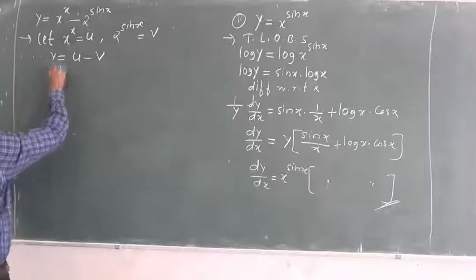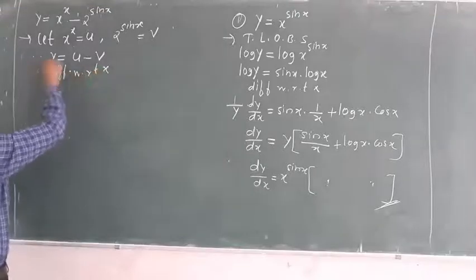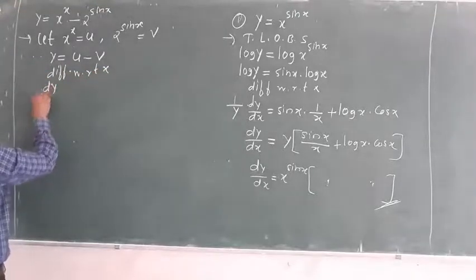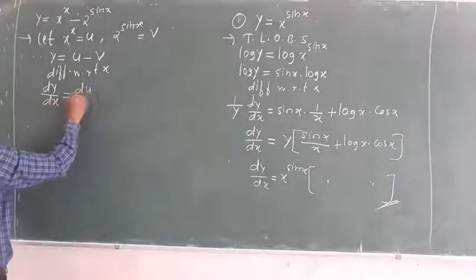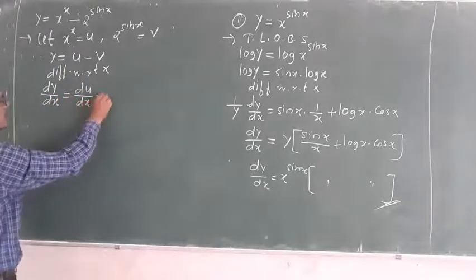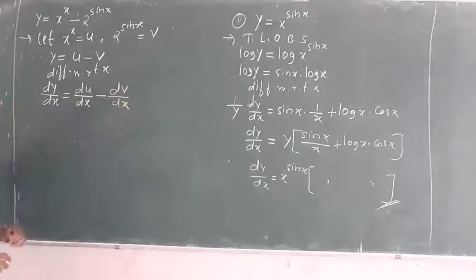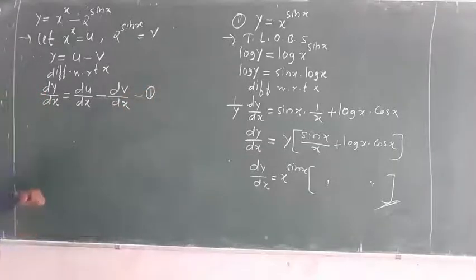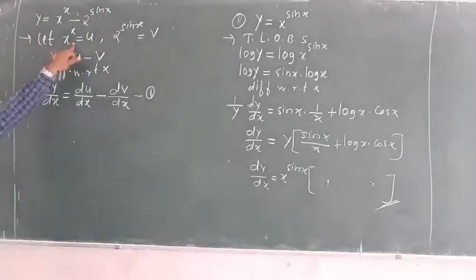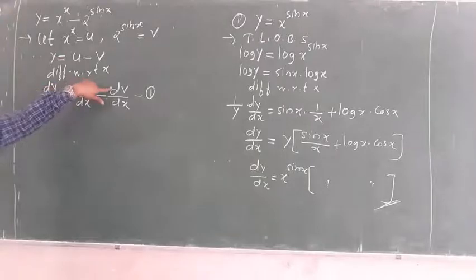Now you differentiate this with respect to x. So the derivative of y is dy by dx, which is equals to du by dx minus dv by dx. I'll give this as equation 1. Now the next step is what? You have to find du by dx and dv by dx using the logarithmic method.